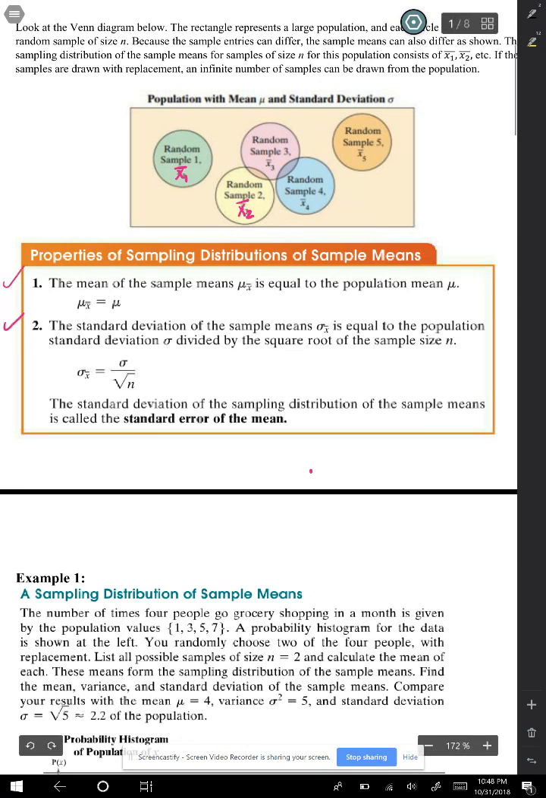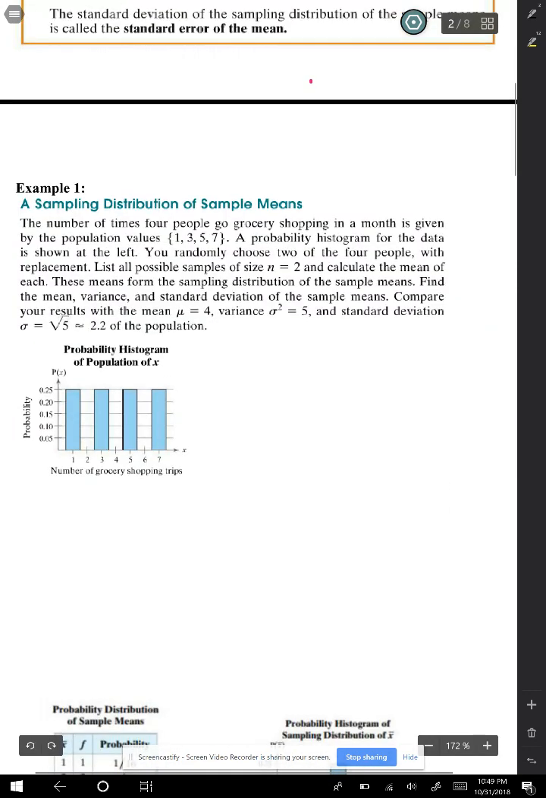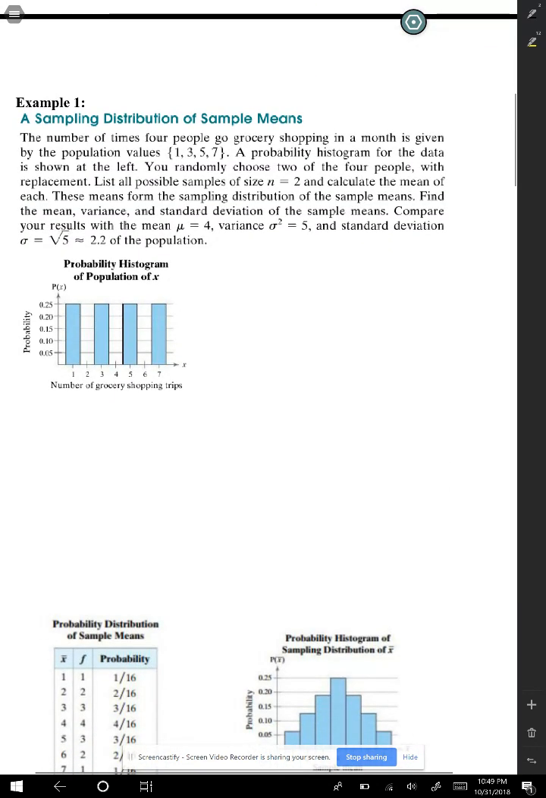And then after that, if you will remember these two properties, or these are things I would consider writing down on the formula card, then you can use these shortcuts to find the answers to future questions. So the first one we're going to do is example 1. I'm going to first show you how to create a sampling distribution, and then how we find the sample means, and then how we find the mean, variance, and standard deviation of the sample means.